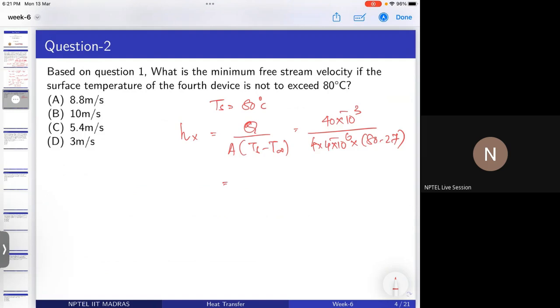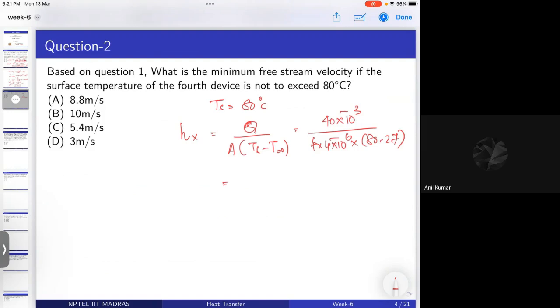Did you get this? Why are we calculating it differently? We should use the previous value of h here, isn't it? No, because the velocity is changing, right? So it depends on the Reynolds number.